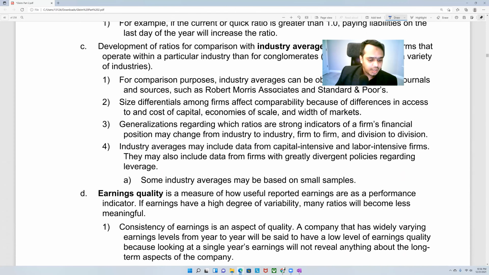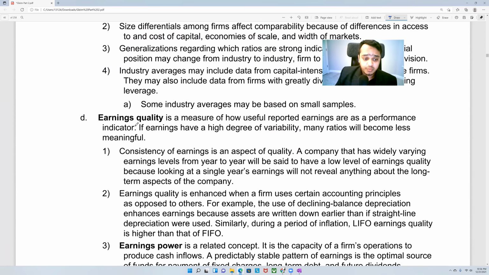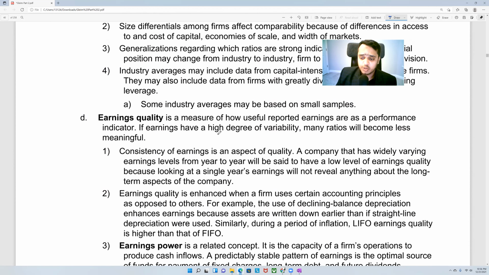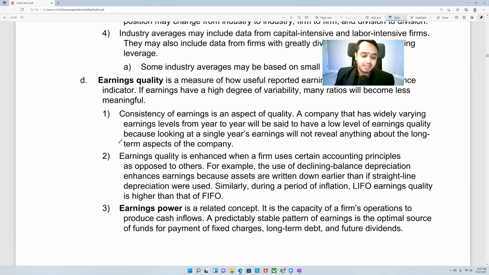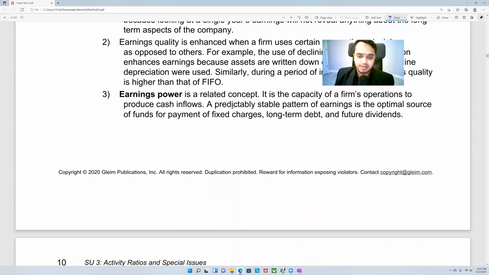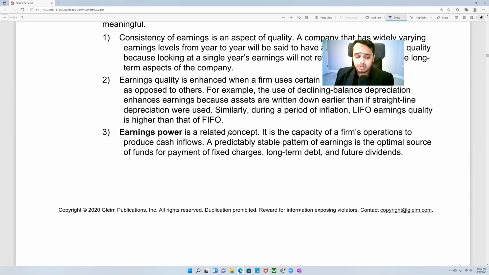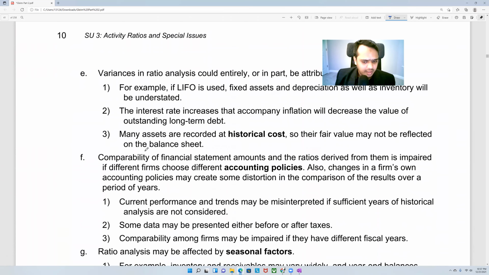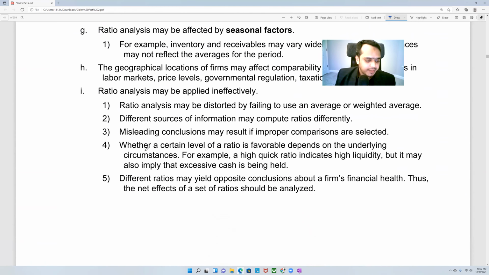Okay. So earnings quality is important for you. It is a measure of how useful reported earnings are as a performance indicator. If earnings have a high degree of variability, many ratios will become less meaningful, because if the earnings fluctuate a lot, these ratios are not going to be useful. But if it is not that fluctuating, then these ratios are highly relatable. Earnings power is a related concept. It is the capacity of the firm's operations to produce cash inflows, etc. Okay, you guys can read this.